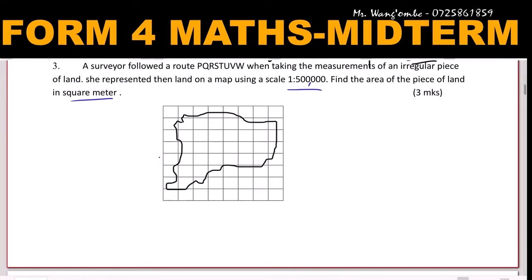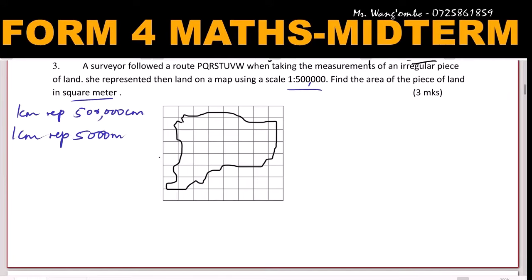So let me begin from the scale. The scale is 1:500,000. So that means 1 centimeter on the map represents 500,000 centimeters on the ground. Since you're required to give the area in square meters, you can convert this scale to meters. So 1 centimeter will represent 500,000 centimeters converted to meters by dividing by 100. So this will be 5,000 meters.